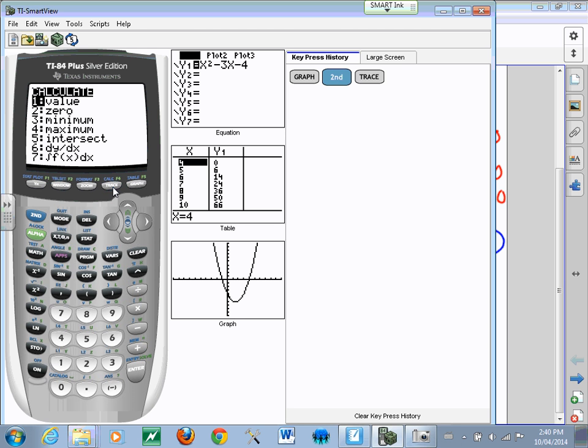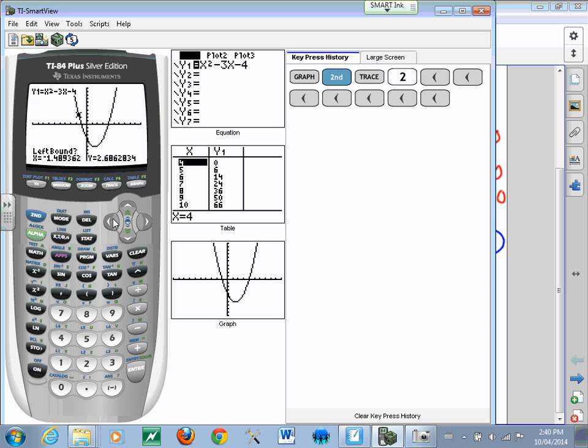Okay, and then you're looking for the 0 because that's what we're looking for. Now my cursor says I need to be on the left side. I'm going to do the first one first. So I need to move my cursor so it's on the left side of that 0. I press enter. Right bound, I've got to move it down so it's on the right. Okay, hit enter. It says to guess, hit enter. And there's one of my zeros.